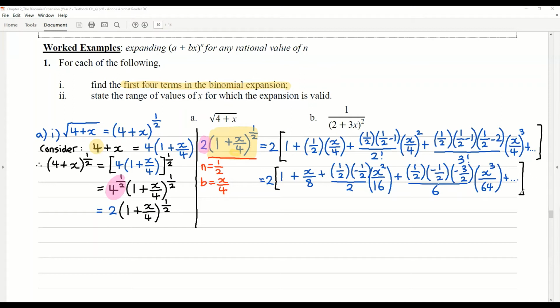Now we're getting somewhere. A couple more steps and we're there. So this is going to equal 2 multiplied by open bracket. So it's going to be 1 add x over 8. All right, now can we do something with this? Well, it's going to be negative because we have negative 1/2 and every other term is positive.